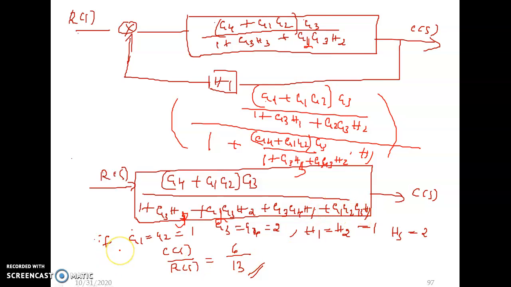Now we have been given the values of G1, G2, G3, G4, H1, H2 and H3. G1 and G2 are 1, G3 and G4 are 2, H1 and H2 are 1 and H3 is 2. Just substitute all these values in this transfer function of the given problem. If I substitute all these values, I am getting the transfer function as C of S by R of S is equal to 6 by 13. So this is how you can reduce the block diagram.